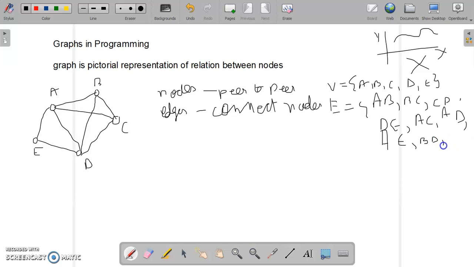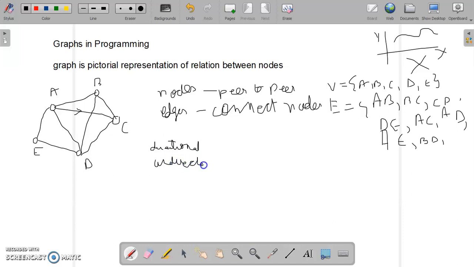So AC and CA, that determines the direction. Suppose we have just this line and no arrow marks are there, that means this is bidirectional. A to C and C to A both are possible. But if we put a direction in this edge, then that means the arrow is only from A to C and we cannot make a reverse trip from C to A because the direction is like this. So there are directional and unidirectional graphs. Directed and undirected graphs are there.